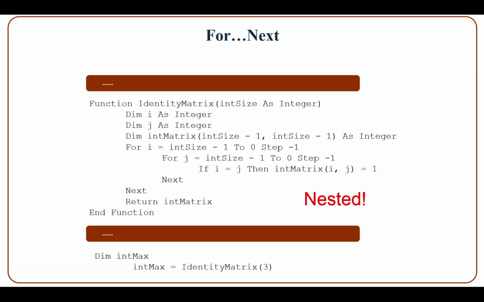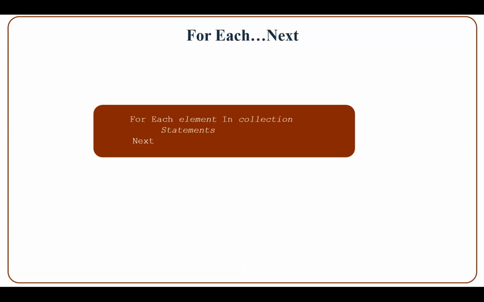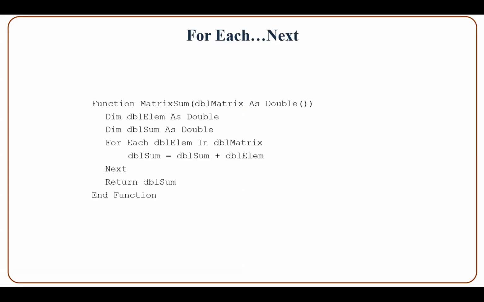Another loop structure is for each next. This structure is very useful when you work with collections. So for each element in the collection, you run the statements. Now let's look at this example. You create a function, namely matrix sum, and it takes dbl matrix as the argument, and this is a double type.